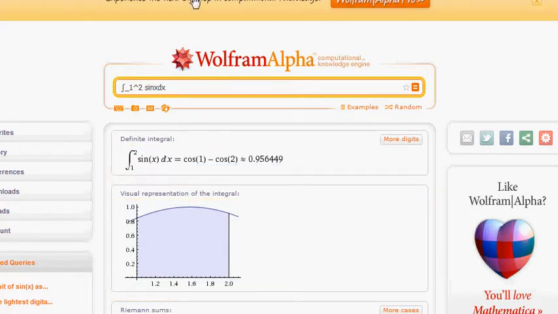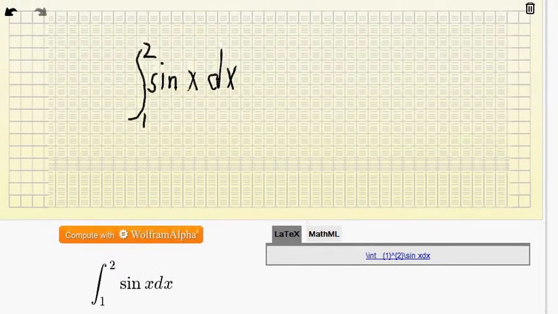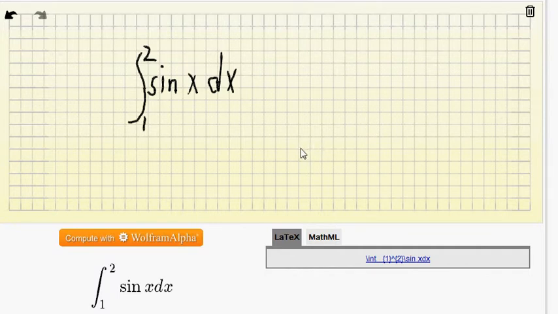This is quite interesting, and it's a new idea that is actually very useful for students that are trying to learn calculus and want to check things, and I hope that they actually develop this further.